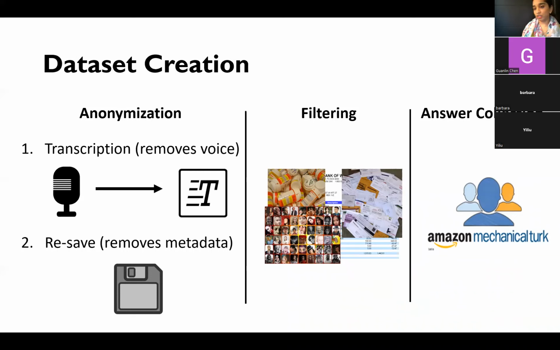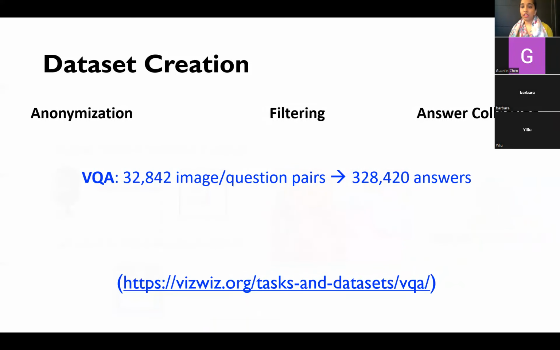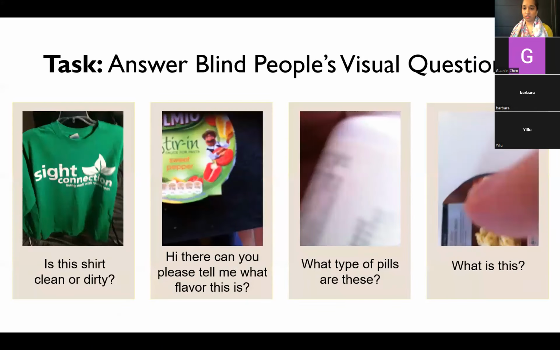First, we preserved anonymity by removing voice and any other metadata such as location. We next removed all visual questions containing personal information such as financial statements, prescription pills, addresses, etc. Finally, we crowdsourced 10 answers per visual question to support algorithm evaluation. In total, the final VQA dataset includes over 32,800 visual questions and over 328,000 answers. So 10 answers for each visual question.